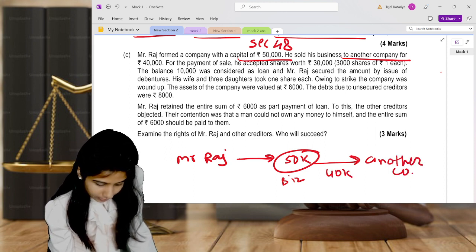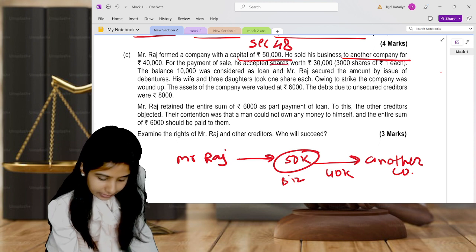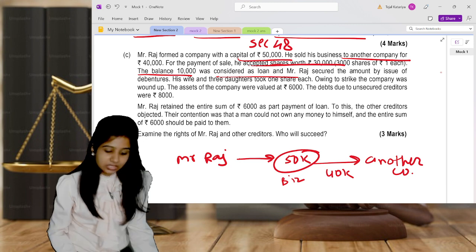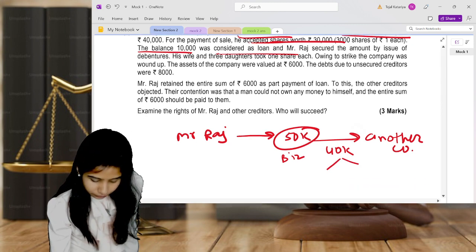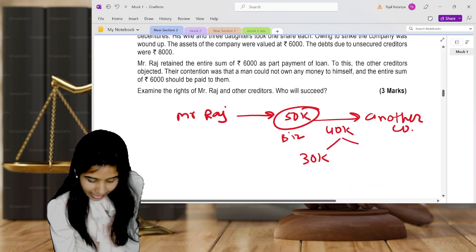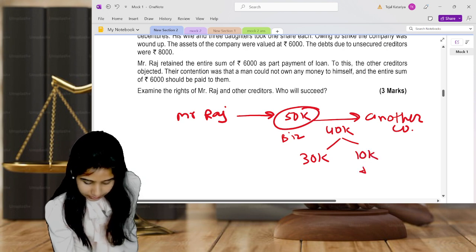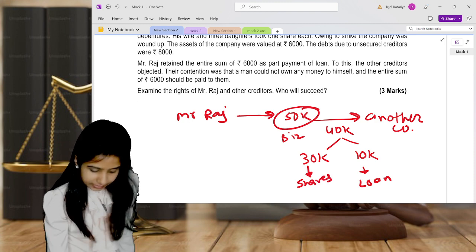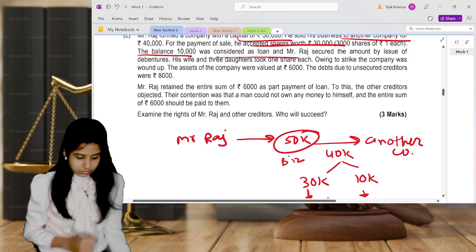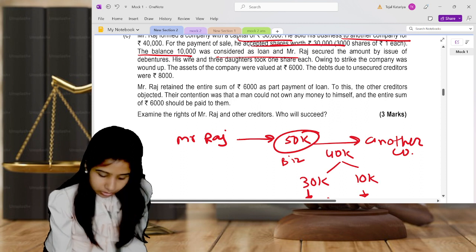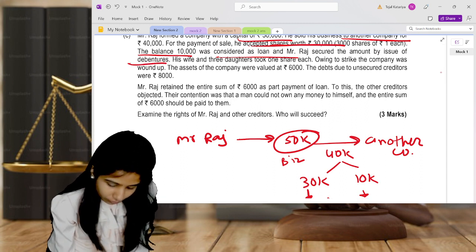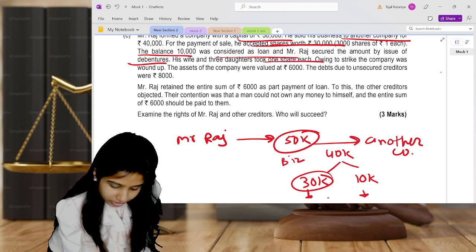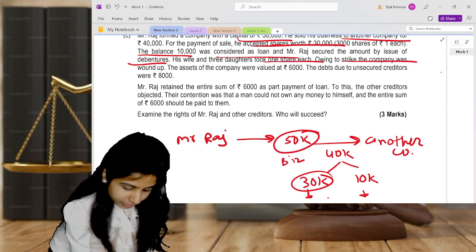This is for 40k. As payment of the sale, he accepted shares worth rupees 30,000 and the balance 10,000 he considered as a loan. So this 40 was divided into 30k as shares in the new company and 10k as a loan. For the balance as a loan, Mr. Raj secured the amount by issuing debentures. So there were secured debentures. His wife and 3 daughters took 1 share each, and owing to losses the company was wound up.